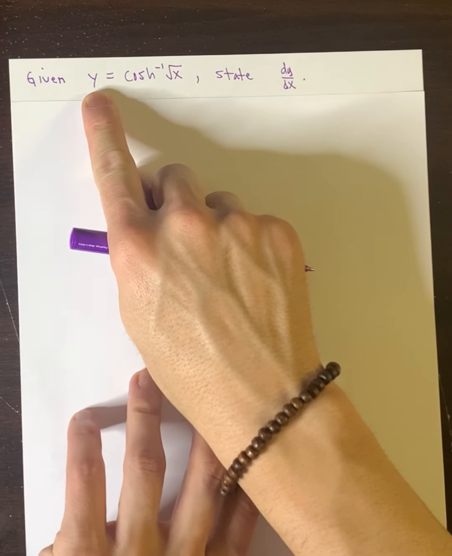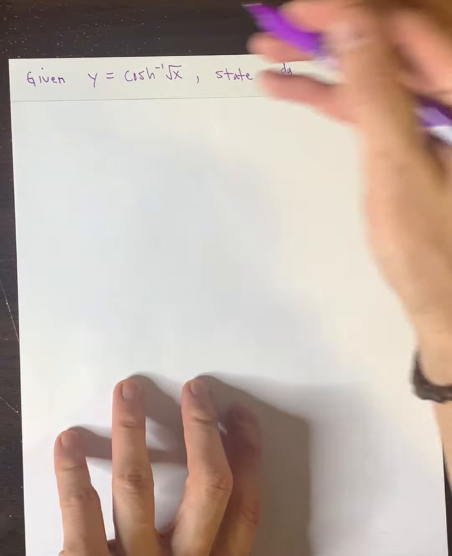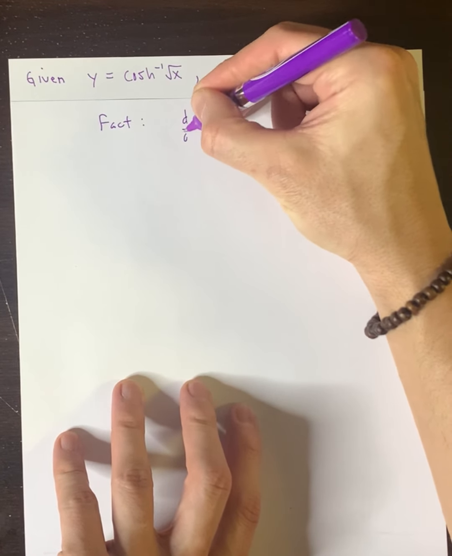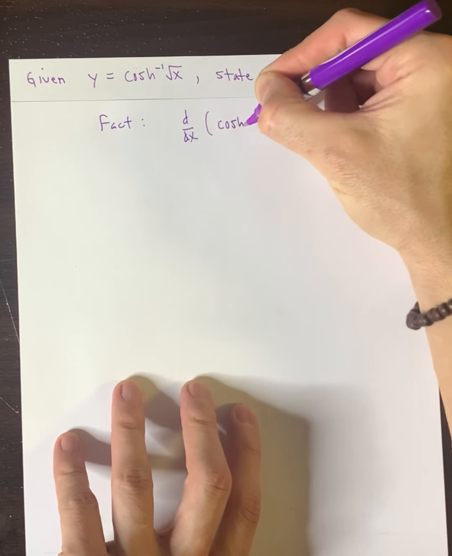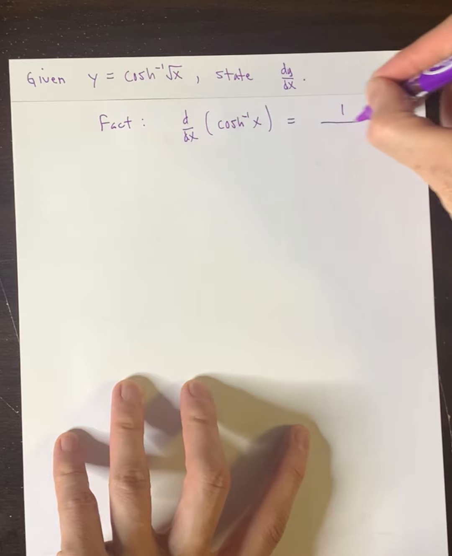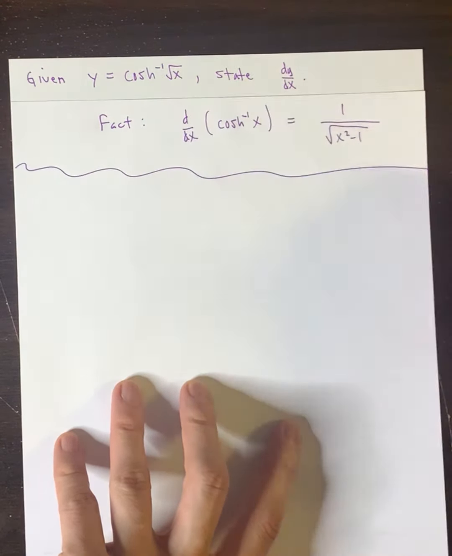All right, so we're given this function y, and we want to find dy dx. We have a hyperbolic inverse here. Just a quick fact here. Recall that the derivative of cosh inverse of x is equal to 1 over the square root of x squared minus 1. So let's apply this fact to our problem.